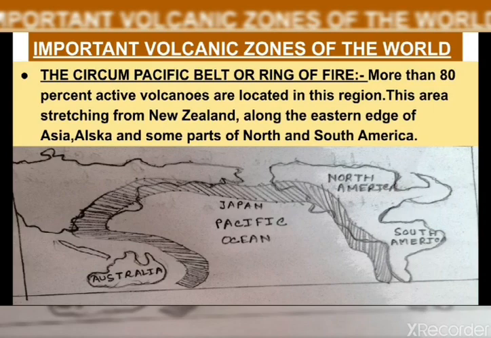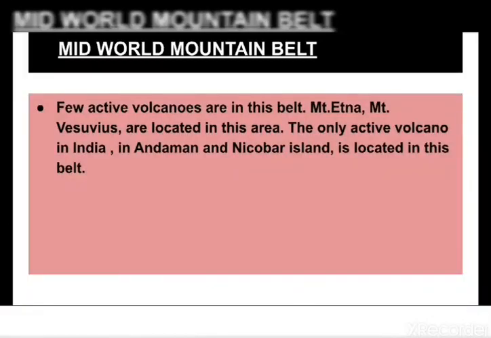So, the volcano generally occurs near the earthquake belt, which is generally situated in the areas where there are young fold mountains. Okay, so the circum-Pacific belt is also called the Pacific ring of fire because over 80% of the total number of active volcanoes are concentrated in this region. So, this area stretches from New Zealand along the eastern edge of Asia, Alaska and some parts of North and South America.